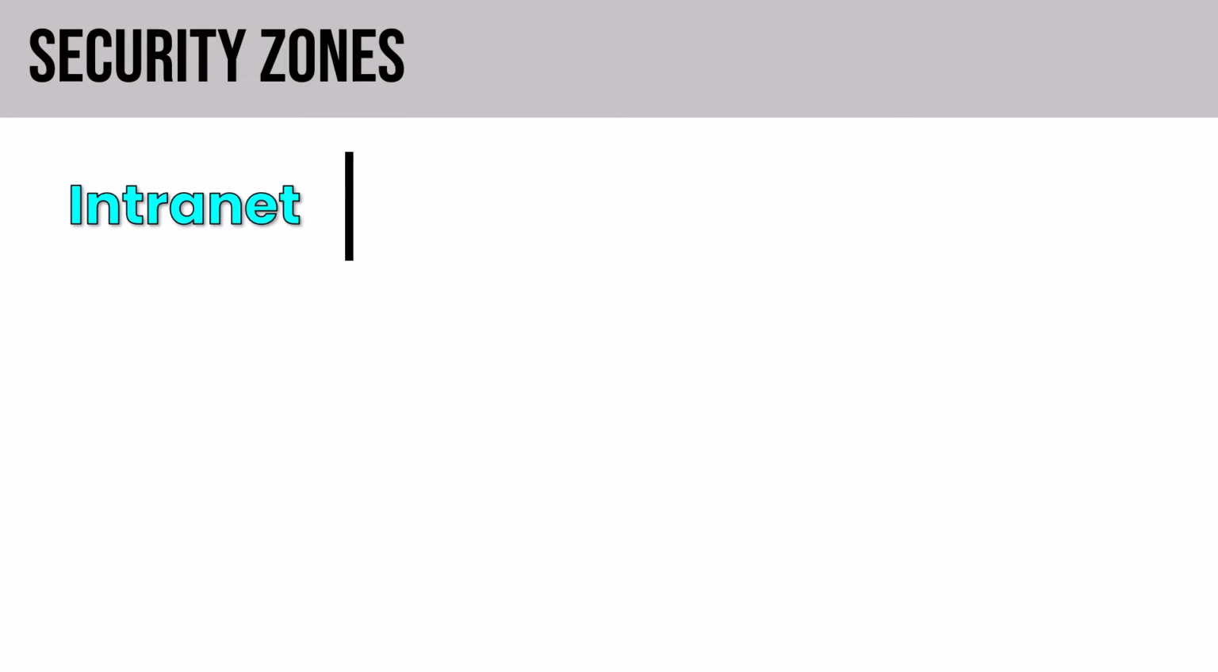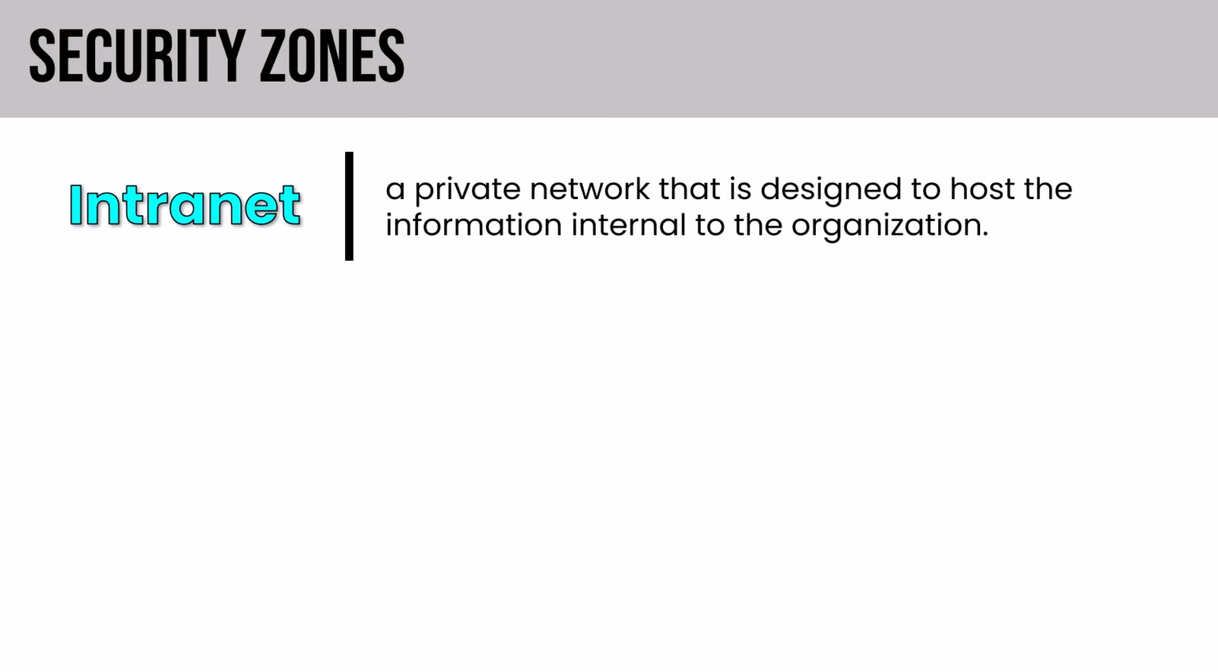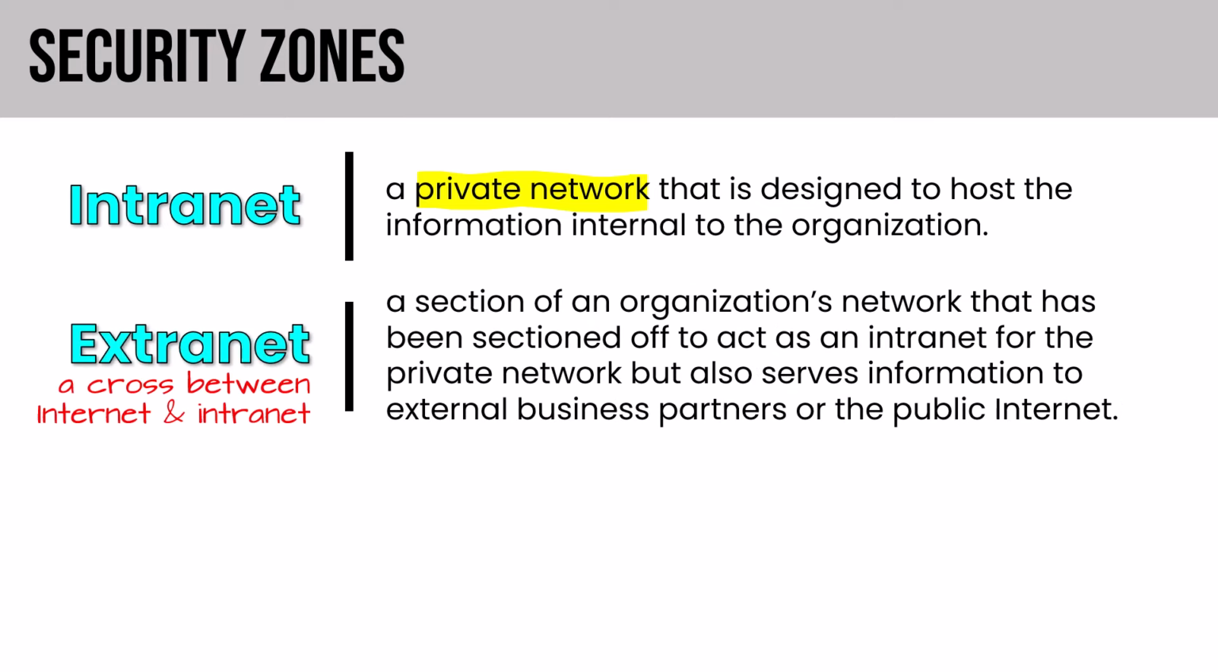The intranet is a private network designed to host information internal to the organization. Then we have the extranet, which is really a cross between internet and intranet. It's a section of an organization's network that has been sectioned off to act as an intranet for private network, but also serves information to external business partners or maybe even to the public internet. But at minimum, certainly a place where internal employees and business partners or contractors might collaborate or share information.